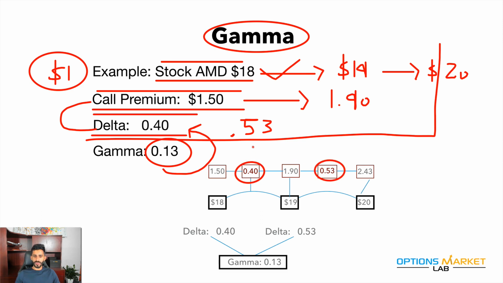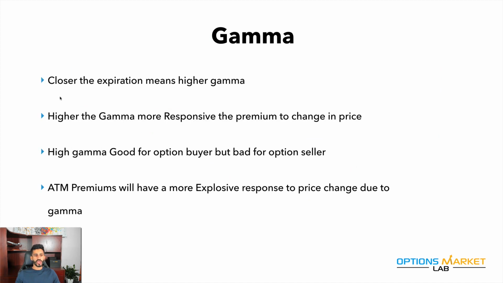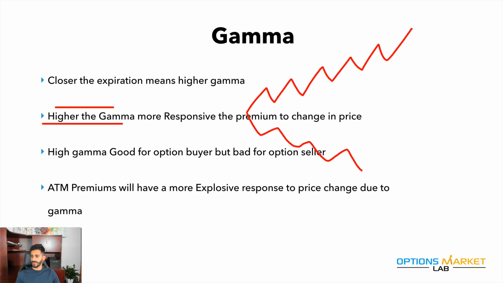So now on the next move, it will add 53 cents. On the first dollar move, it will add the existing delta, which is 40 cents. On the second move, gamma will be added to delta, so the move will now be 53 cents, and obviously so on. That's what the gamma does. Now, a few things to know about gamma. The closer the expiration means higher gamma. So if the expiration is close, the gamma will be higher. The higher the gamma, the more the premium responds to a change in price. So if there's high gamma, the premium will react very aggressively to the price, right?